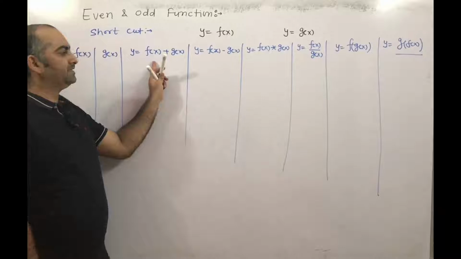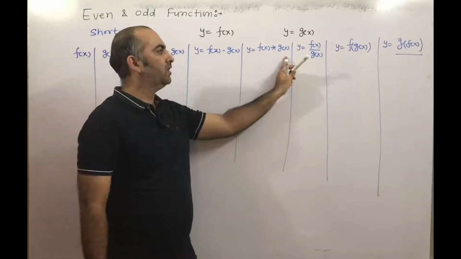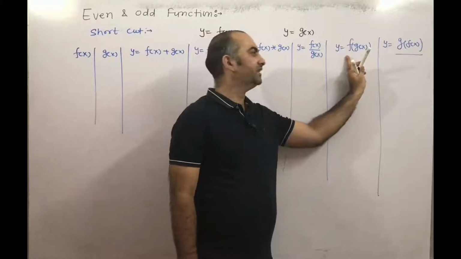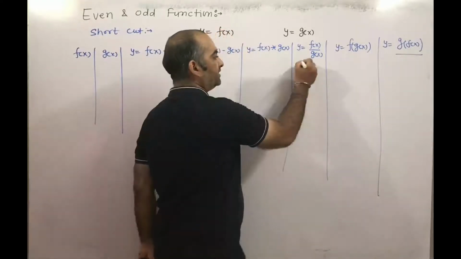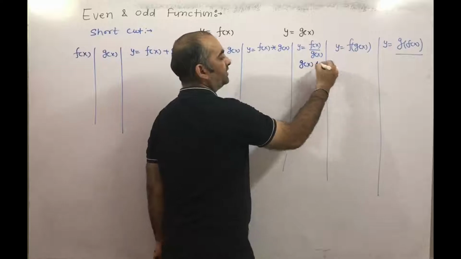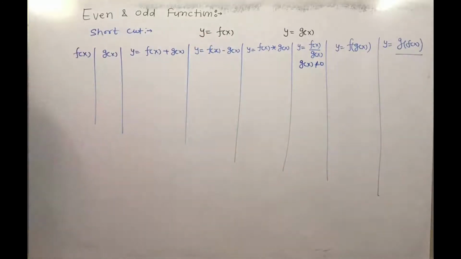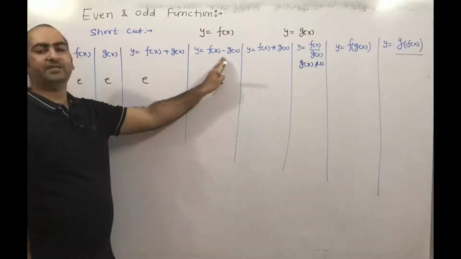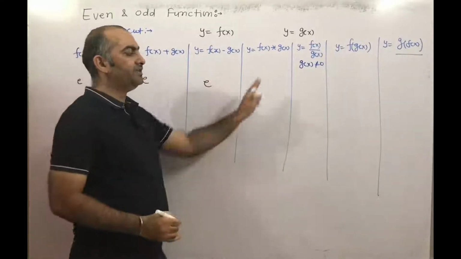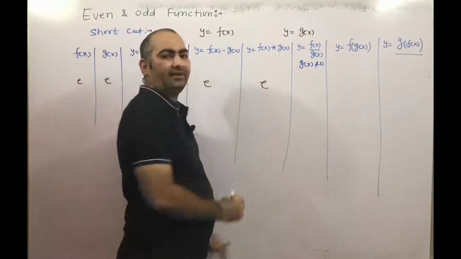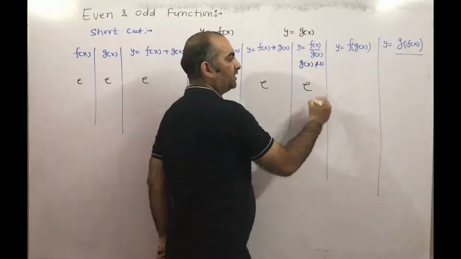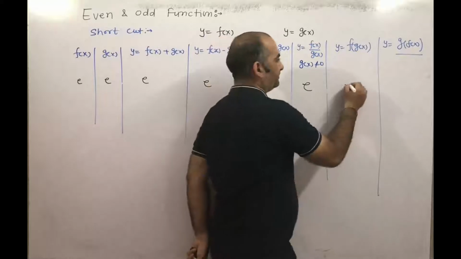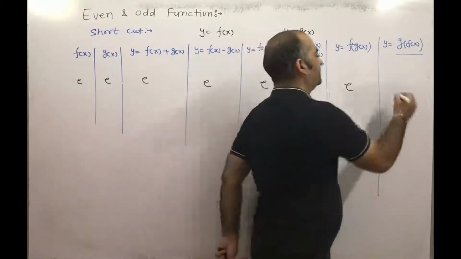Either f(x) + g(x) or f(x) - g(x), or both multiplication or division, or the composite function f(g(x)) or g(f(x)). Here g(x) should not be 0. Then what is the shortcut? See, f(x) is an even function and g(x) is an even function. Then f(x) + g(x) is also an even function, f(x) - g(x) also even, f(x) into g(x) also even, f(x) divided by g(x) also even, f(g(x)) also even, and g(f(x)) also even function.